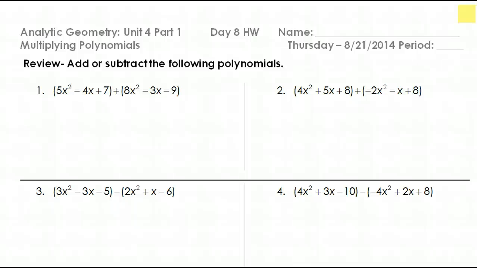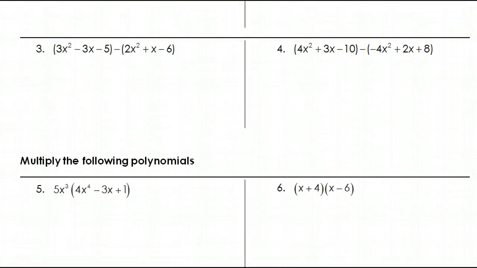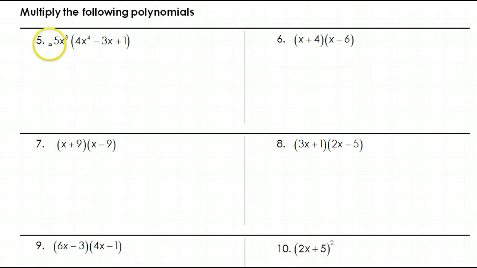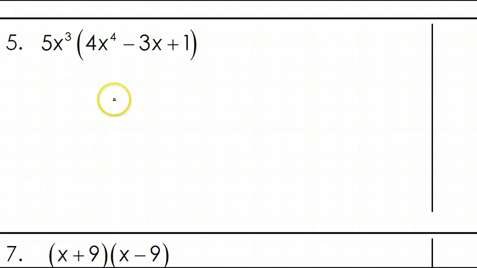Alright, in this lesson we are going to learn how to multiply polynomials. So we'll start by multiplying a monomial times a polynomial, and then we'll practice multiplying a binomial times a binomial. Alright, when we multiply a monomial times a polynomial, all we are doing is the distributive property. You just have to be careful about your exponents.